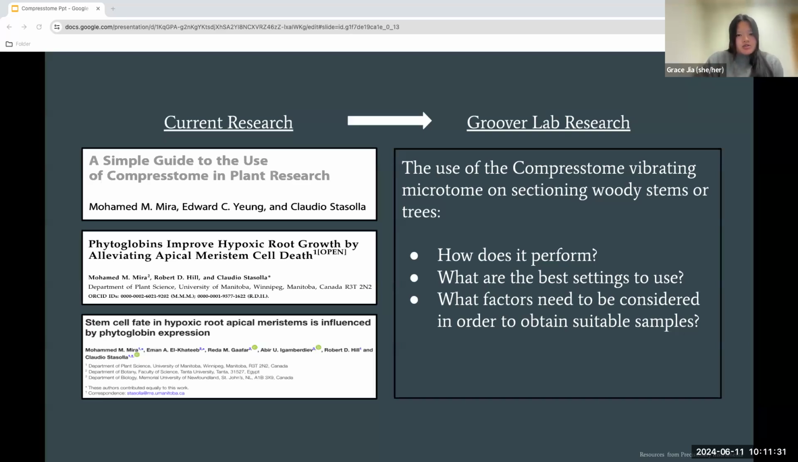While there is some published research on the use of the Compresstome vibrating microtome for plant histology, as far as we know, no one has used this tool to investigate woody stems or trees before. In order to adapt the use of this machine for our histology project, it is important to investigate the following. How does the Compresstome perform when cutting wood stems? What are the best settings to use? And what factors need to be considered in order to obtain suitable samples? We tested these questions and started developing our methods.